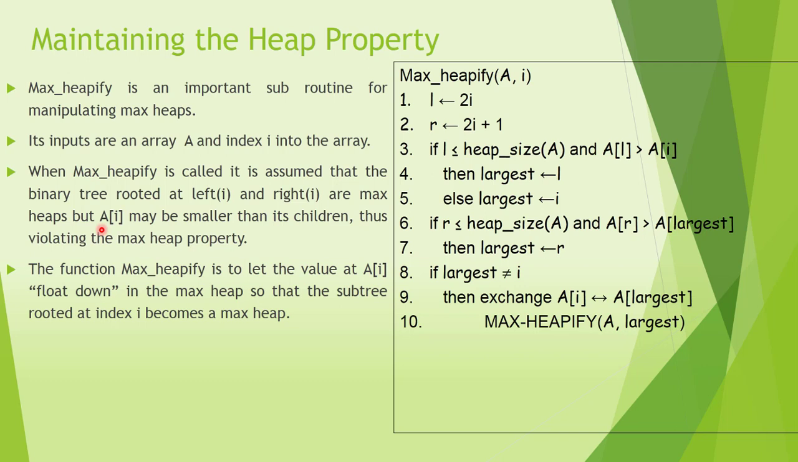Its inputs are an array A and index I into the array. When max heapify is called, it is assumed that the binary trees rooted at left of I and right of I are max heaps, but A of I may be smaller than its children, thus violating the max heap property. The function max heapify is to let the value at A of I float down in the max heap so that the subtree rooted at index I becomes a max heap.